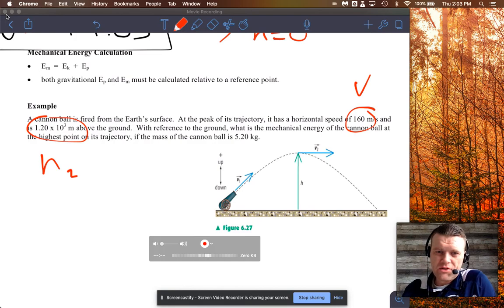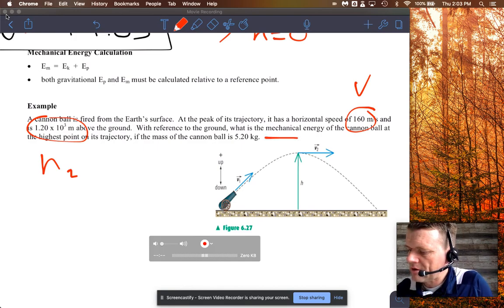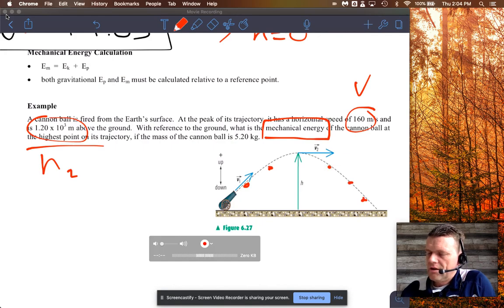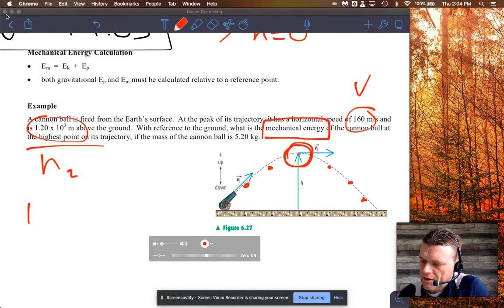Now it says, with reference to the ground, what is the mechanical energy? There it is. So it's asking for the mechanical energy of the ball at the highest point on its trajectory, okay? The mechanical energy would be the same in every position if it's an isolated system. Okay, but because it's just giving you information about just this point right there, then all you do is look at that point and say, okay, I want the mechanical energy at that position.